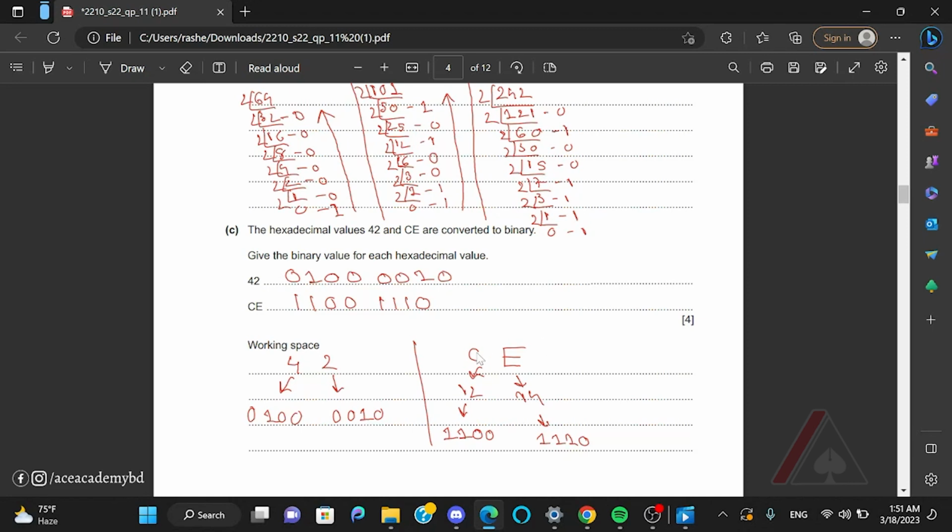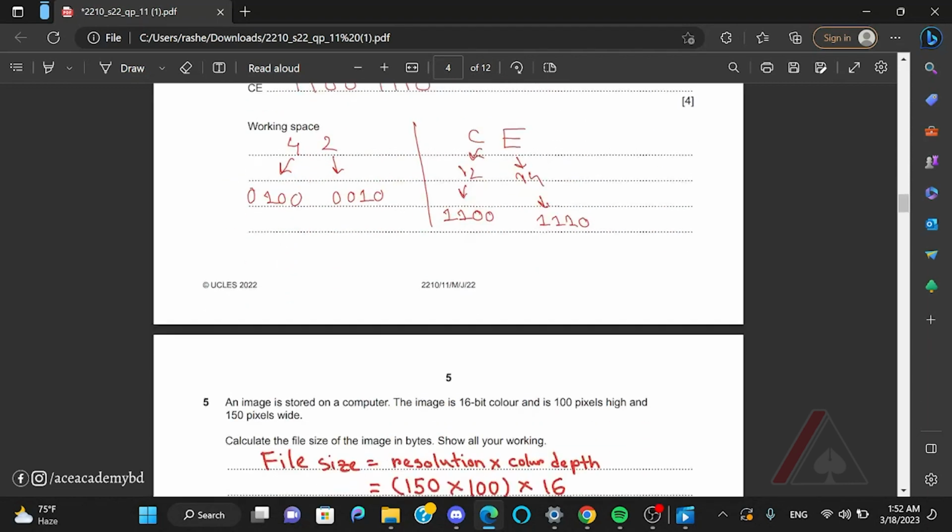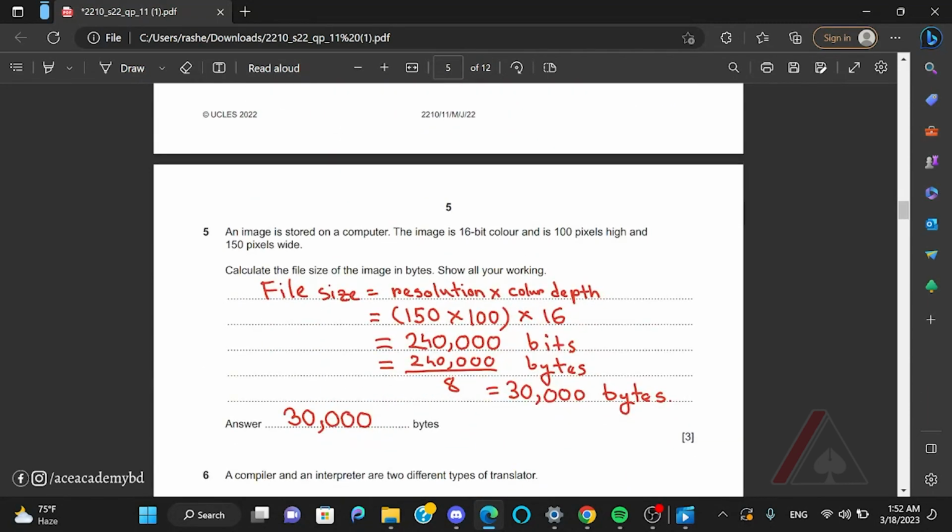So another example is with CE, right? In the hexadecimal number system, the numbers 10 to 15 are represented using the letters A to F, respectively. Since we are given C and E here, we need to write their corresponding denary values, which is 12 for C and 14 for E. And then we write their corresponding binary values, which can just be put together, and we'll get the binary value of 1100, 1110 for CE. Okay, so now moving on.